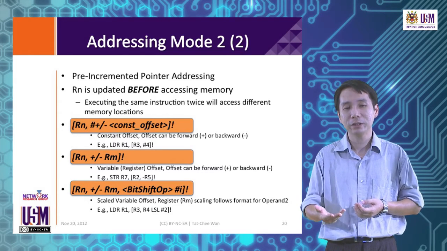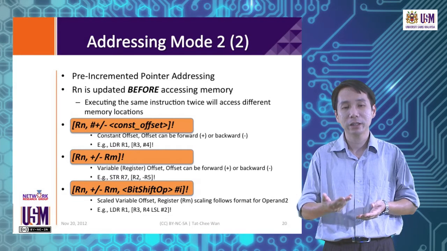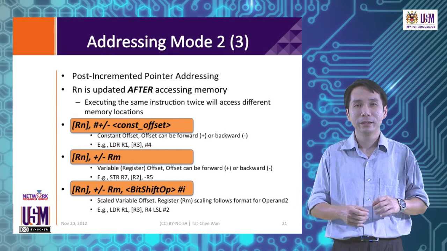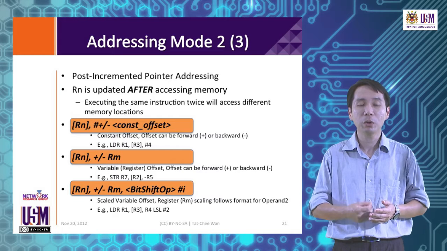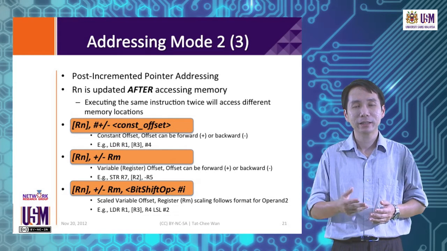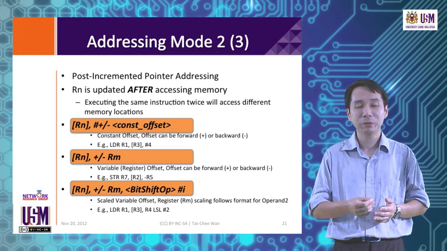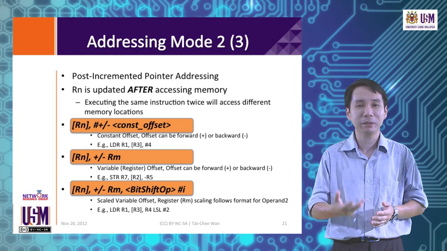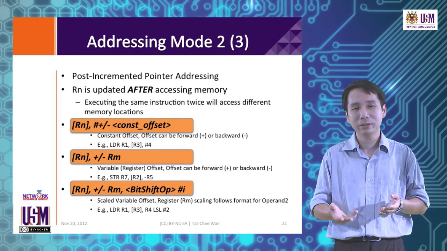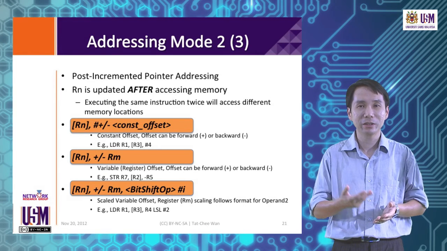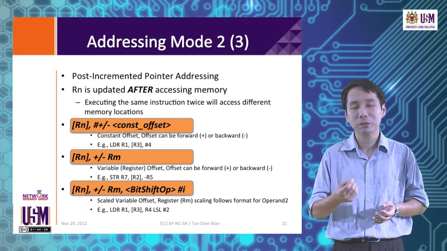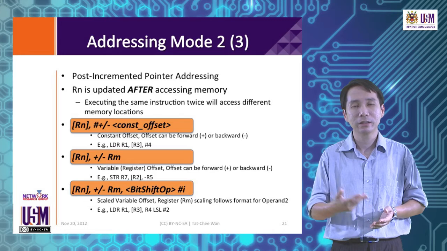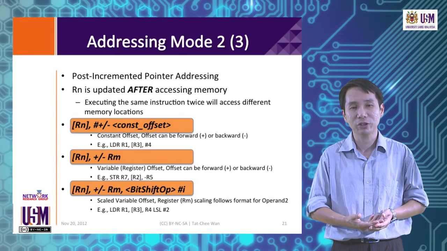So again, an example given is LDR R1, [R3, R4 LSL #2]!. The last version of addressing mode 2 is called post-increment pointer addressing. This is somewhat similar to the pre-incremented pointer addressing, except that the R sub n is updated after accessing memory. So similarly to the other case, when you execute the same instruction multiple times, you will change the value of the address pointer and you will access different memory locations the subsequent times when we use the same instruction.